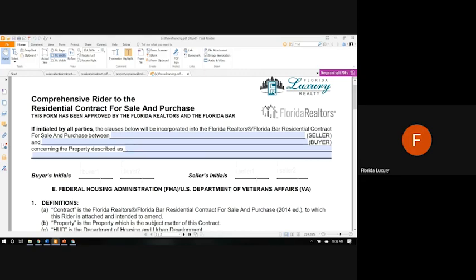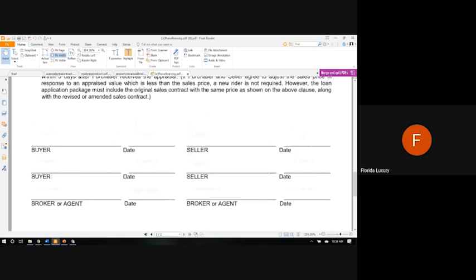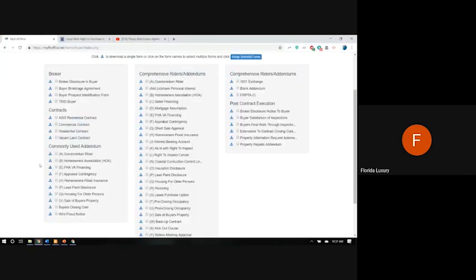But when you get down to the bottom of page 2, both the buyer's agent and the seller's agent have to sign this form. This is one of the few addenda or contract riders that require the agents to also sign it. So it's important to pay attention to that because that gets missed a lot. The other one, those are the main ones.